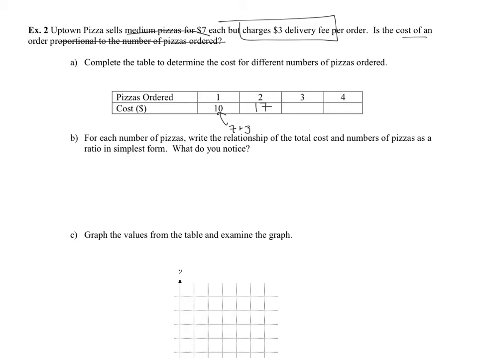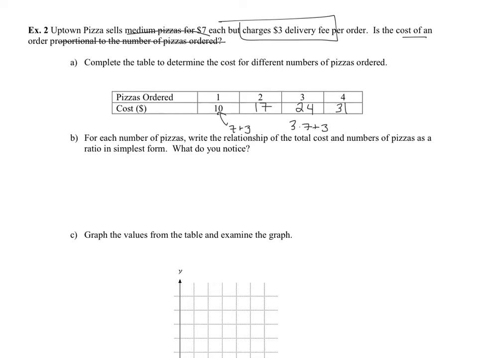Then for 3 times 7, plus 3, that is 21 plus 3, which is 24. And then 4 times 7 is 28, plus 3 is 31. That's all my costs here.